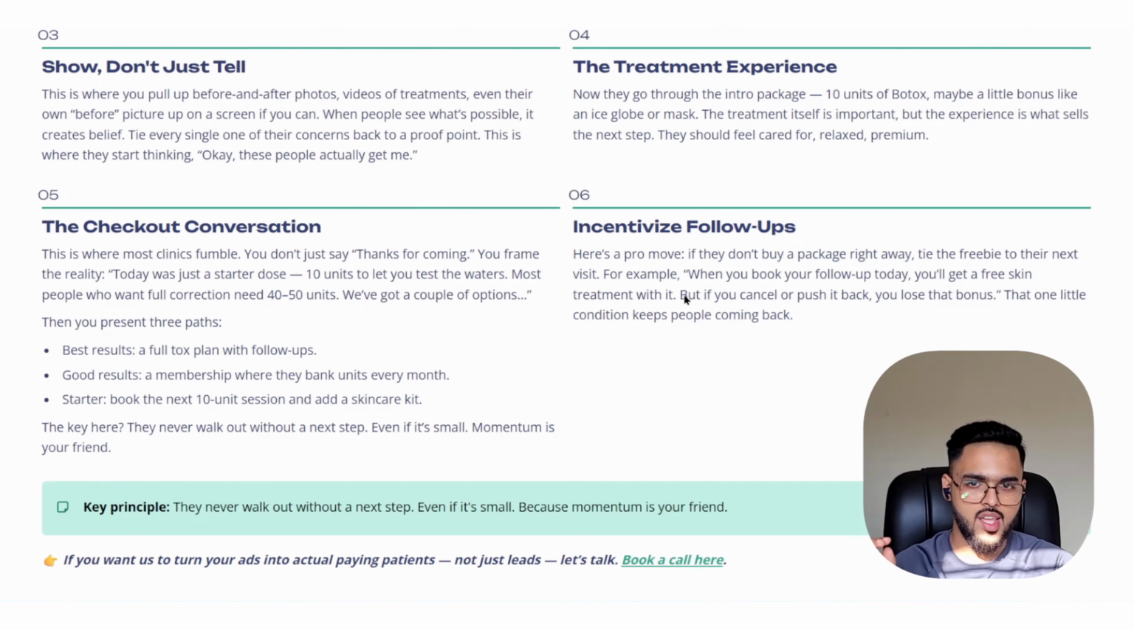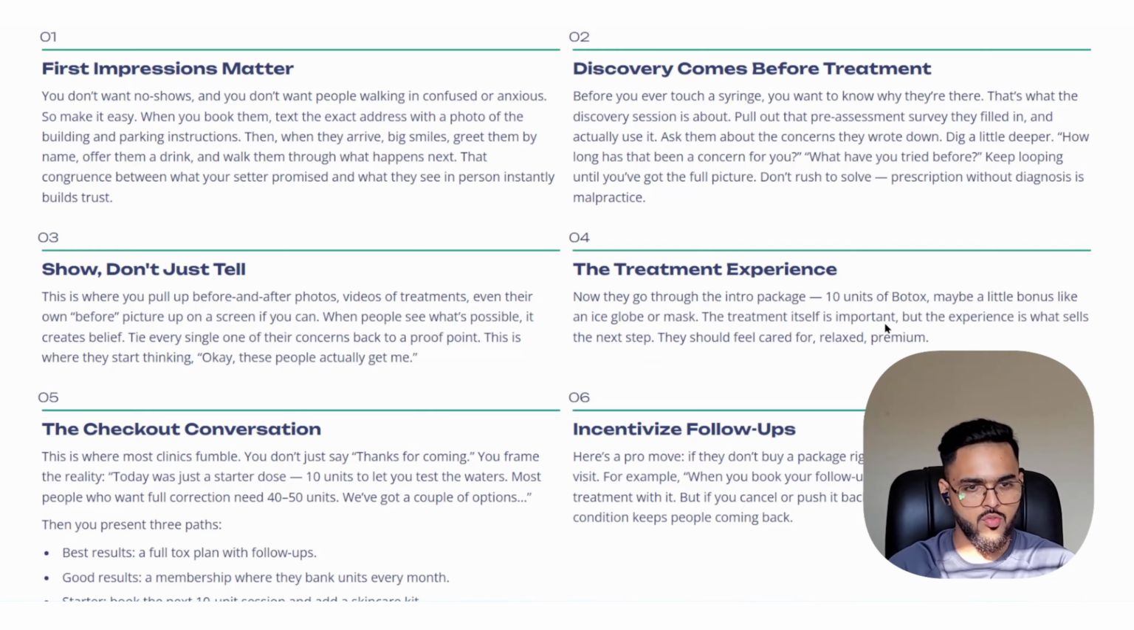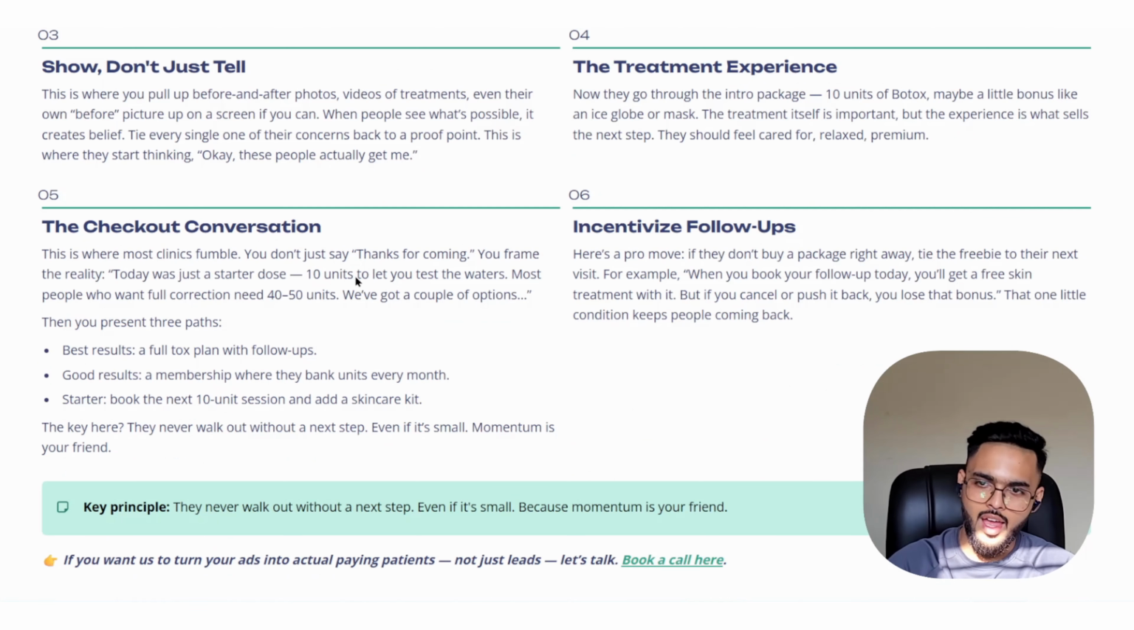And number four is the treatment experience. 10 units of Botox, maybe a little bonus like a mask. Treatment itself is important, but the experience is what sells the next step. They should feel cared for, relaxed, and premium. And then you transition into checkout and get them to become a long term client.